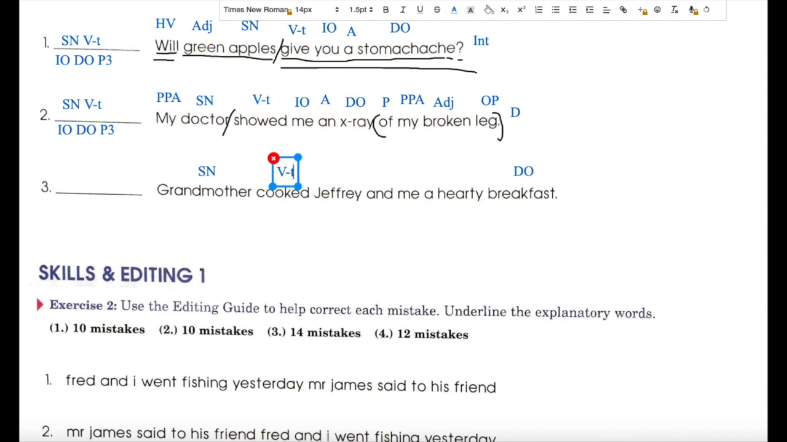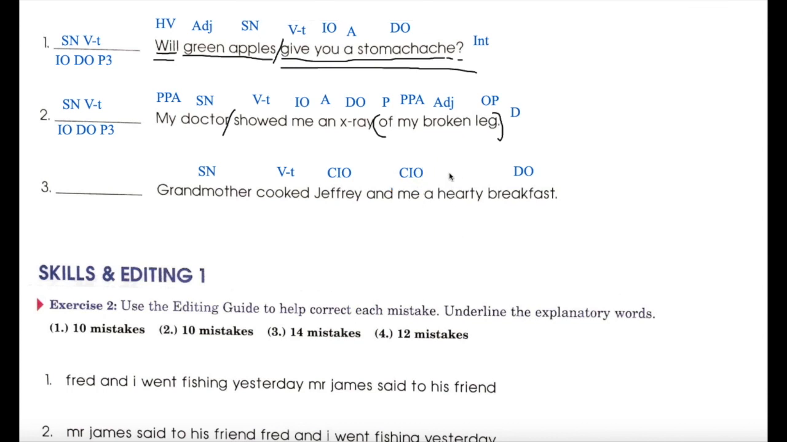Grandmother cooked breakfast for whom? Jeffrey and me. We have compound indirect objects. It's answering for whom, and there's 2 of them, so they're compound indirect objects. What kind of breakfast? Hearty. Hearty's answering what kind? It's an adjective. A is always an article adjective. And is always a conjunction.